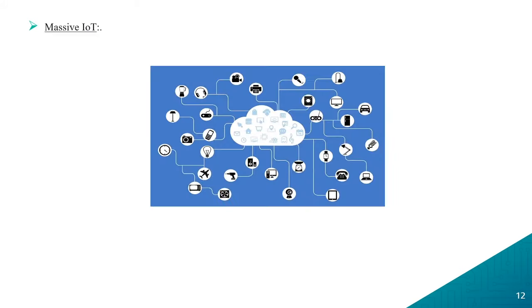Massive IoT. 5G is meant to seamlessly connect a massive number of embedded sensors in virtually everything through the ability to scale down in data rates, power, and mobility, providing extremely lean and low-cost connectivity solutions.